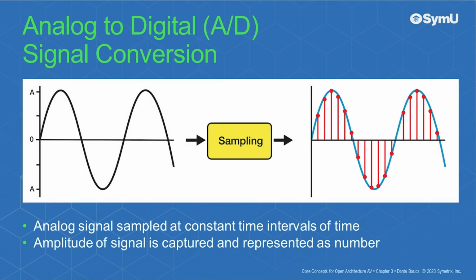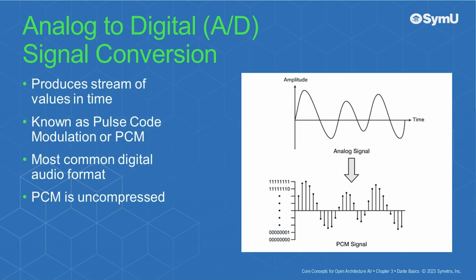When converting analog audio into digital, the analog signal is sampled at constant intervals of time. At each interval, the amplitude of the analog signal is captured and then represented as a number. This method produces a stream of values in time and is known as pulse code modulation, or PCM. This is the most common format for digital audio. PCM audio is uncompressed by definition.